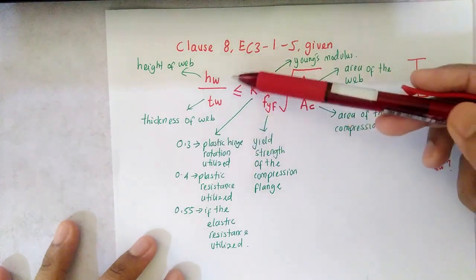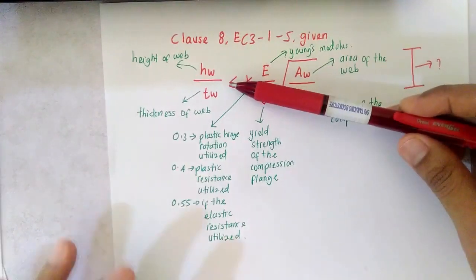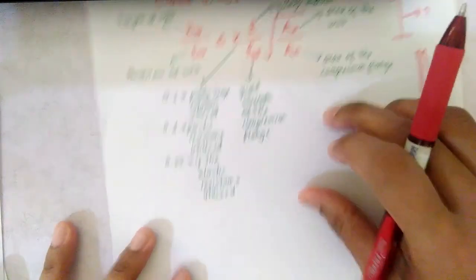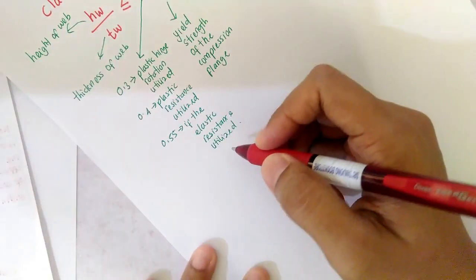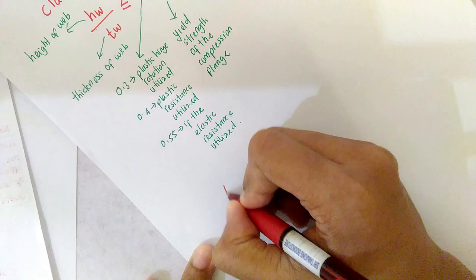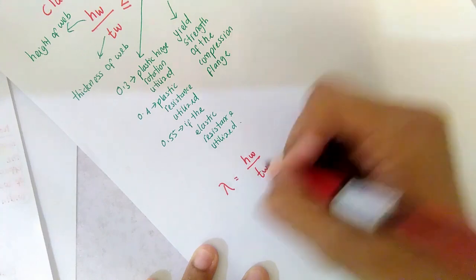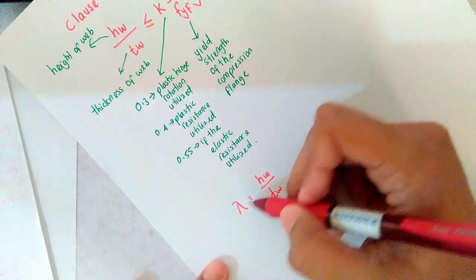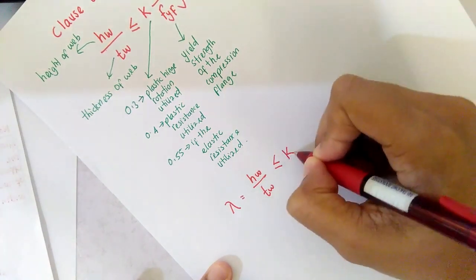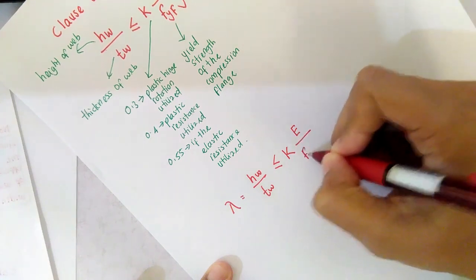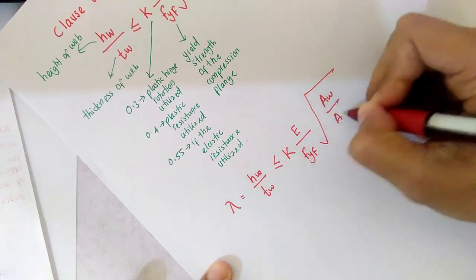How can we come up with the height of your web and the thickness of your web? Let's proceed with the calculations. To do that, we first need to assume your lambda. We assume lambda is equivalent to hw over tw, which should be lesser than the equation given, K E over fyf, and then you have Aw over Ac.